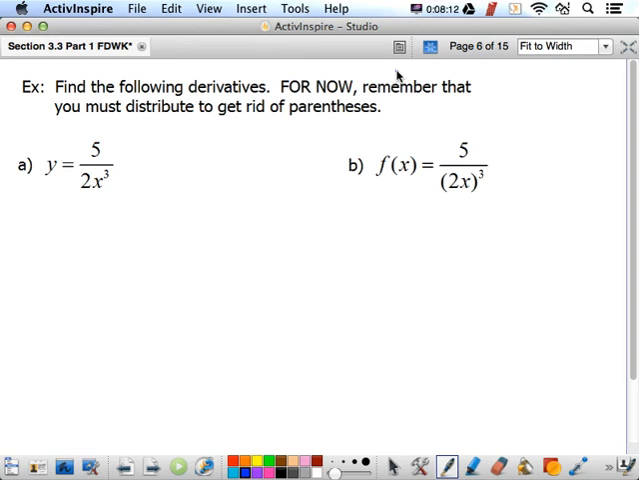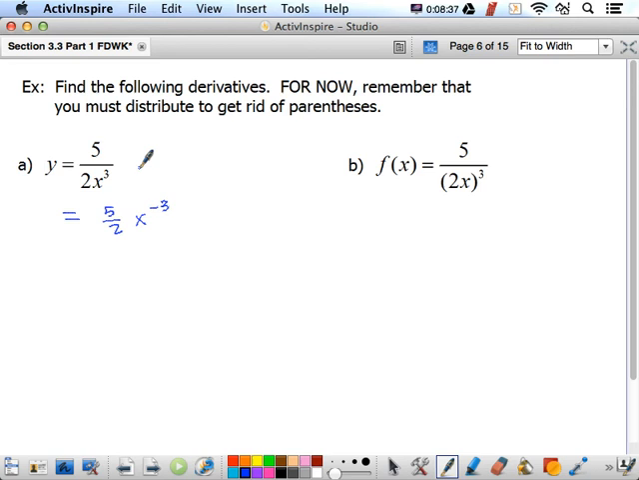So you have to distribute, get rid of your parentheses, and rewrite it as a power. So if I want to rewrite this as a power, what does it become? The x has to come out of the denominator, you guys. It has to be up in the numerator. You have to bring it up. We need to rewrite it as 5/2 x to the negative 3. Right now the x is in the bottom. If I pull it up to the front or the middle, it will become x to the negative 3.